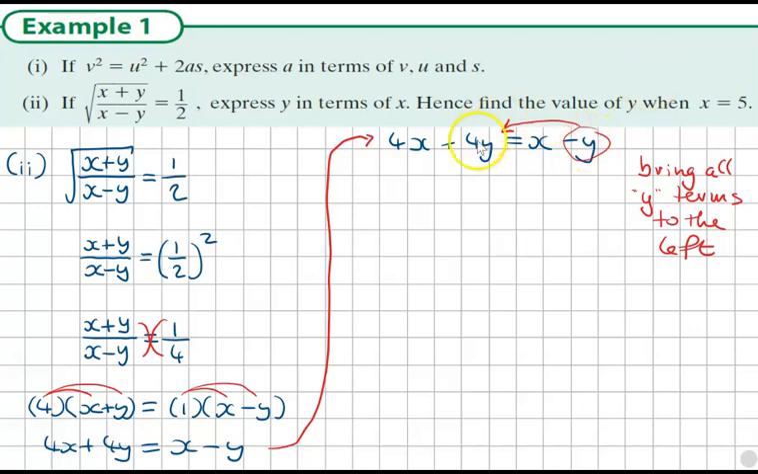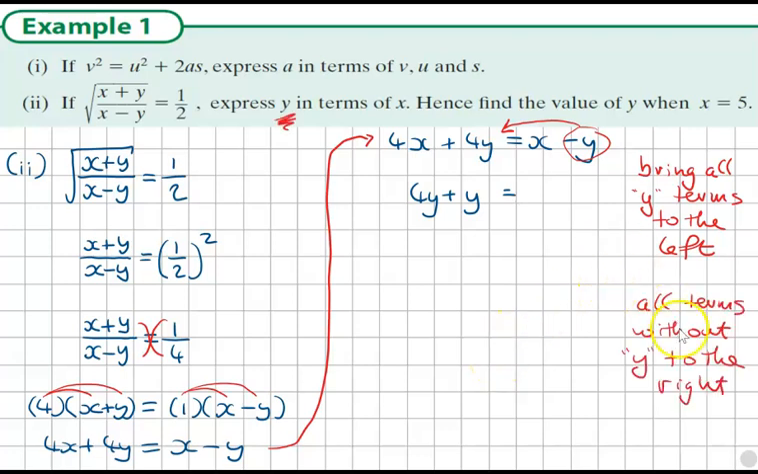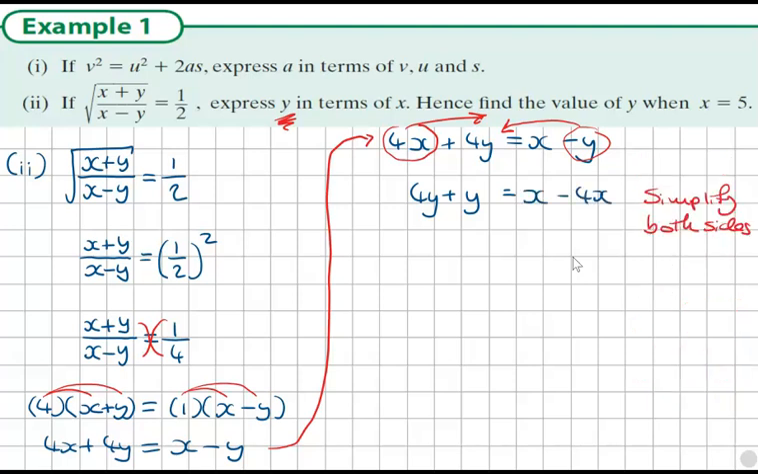So that minus y comes over the equal sign and becomes plus y. So I have 4y plus y is equal to, and then everything without a y goes over to the right. So all terms without a y go to the right. So the 4x comes over the equal sign and becomes minus 4x. Now I'm going to simplify both sides. So 4y plus 1y is 5y. And 1x minus 4x is minus 3x. So I've tidied it up as much as I can.